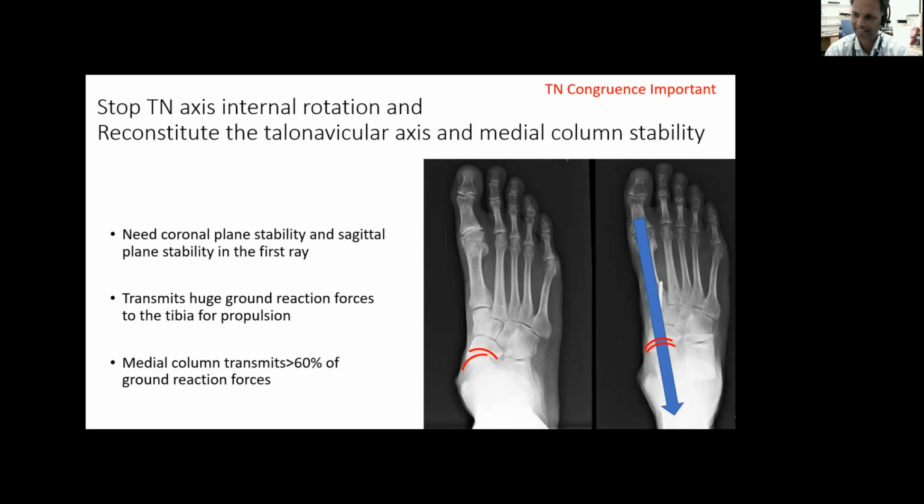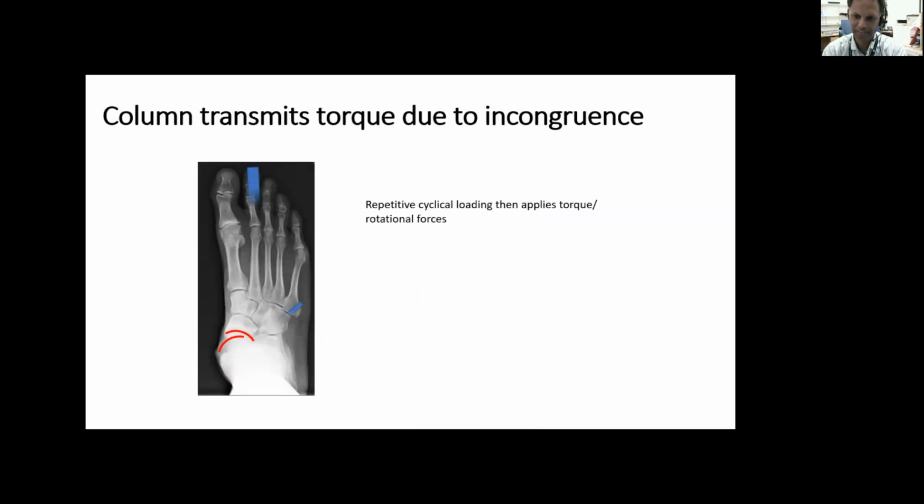But without that congruence, what we're seeing is that the force is transferred to the middle column. That's not important in itself, but when you transfer that force to the middle column, what you're doing with that tenovicular subluxation is generating a secondary vector, which is torque. Now you're putting a rotational pressure with cyclical loading on that talus.